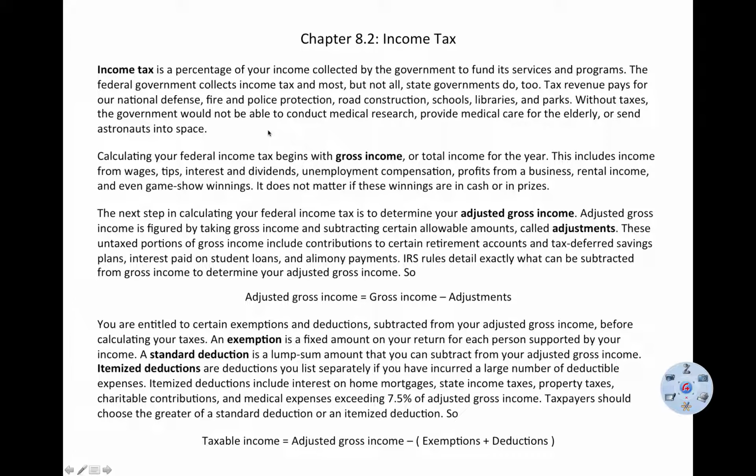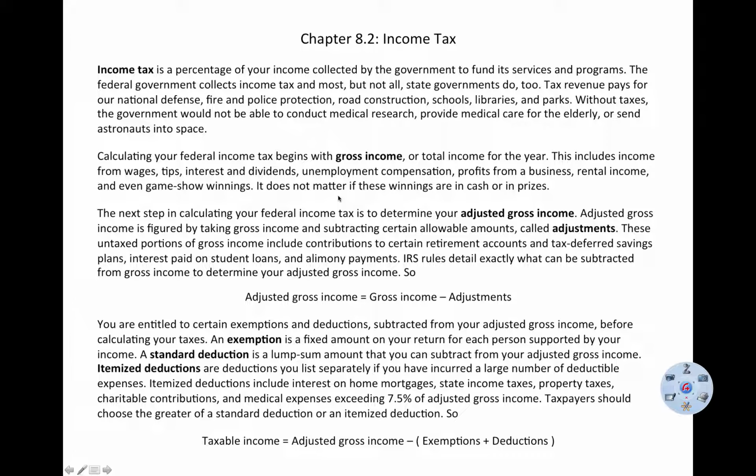Calculating your federal income tax begins with gross income, or total income for the year. This includes income from wages, tips, interest and dividends, unemployment compensation, profits from a business, rental income, even game show winnings. And it does not matter if these winnings are in cash or in prizes.